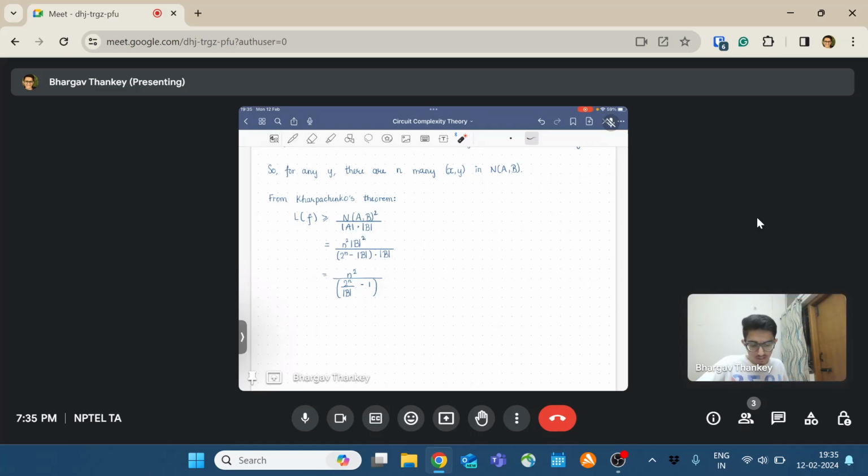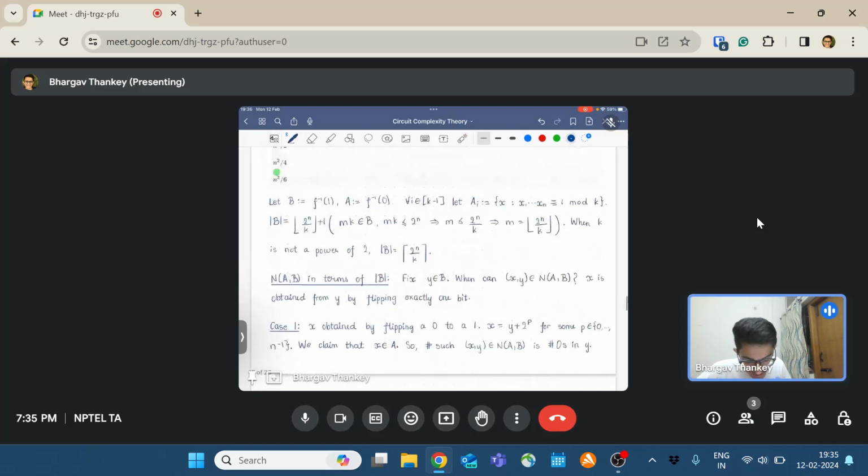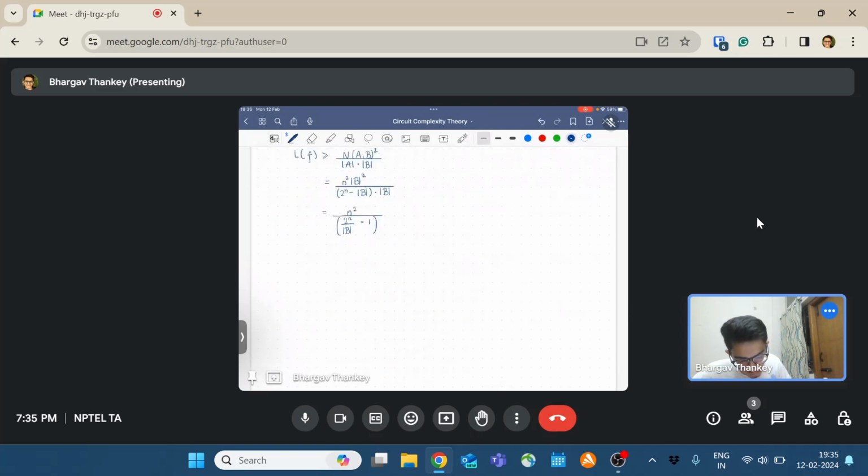Yes. Okay, so now we want to lower bound this. So we want to upper bound the denominator, so we want to lower bound size of b, right? And we know that size of b is ceiling of 2 to the n over k. So the lower bound would be just 2 to the n over k. So this would be n square over k minus 1. Is this fine?